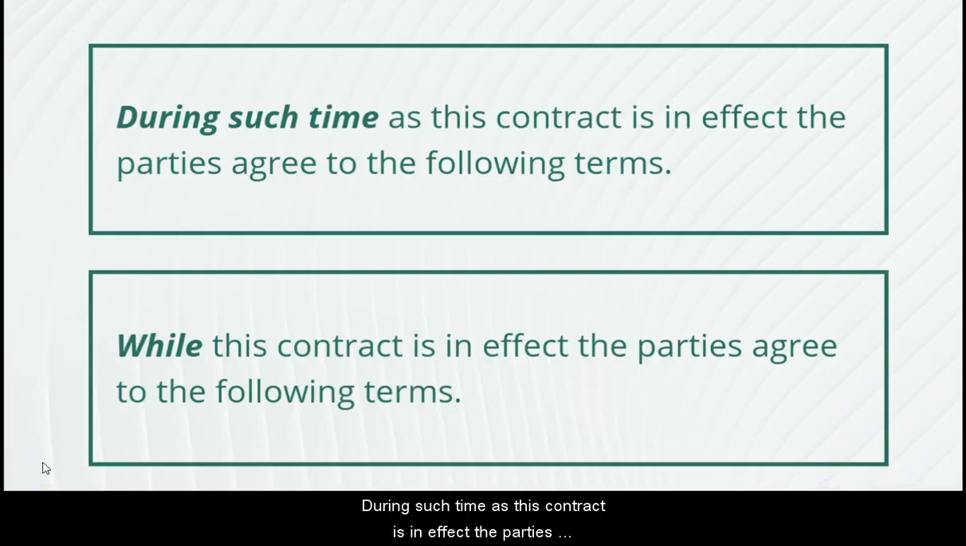During such time as this contract is in effect, the parties agree to the following terms. So instead of again using 4 words, we can replace it with 1 word, while. This also makes the statement easily understandable to someone who is not a native speaker of English.